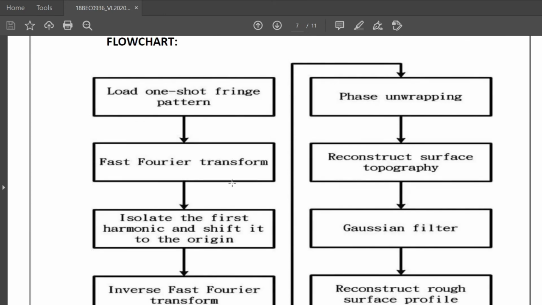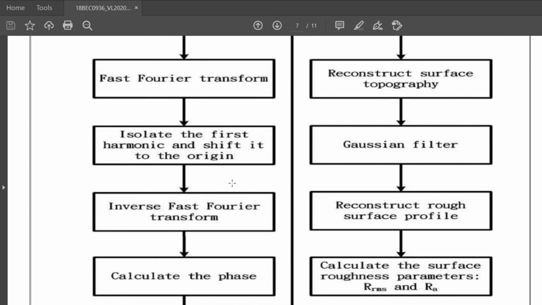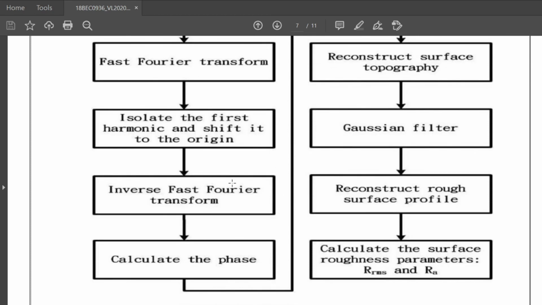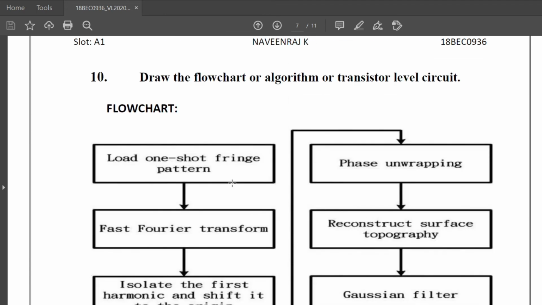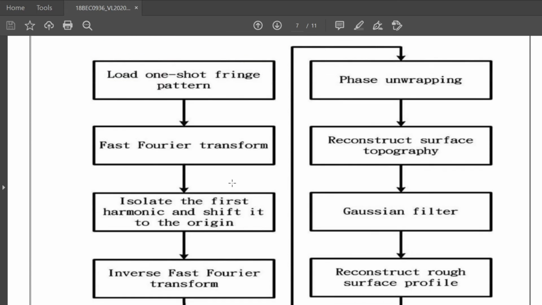After the pattern undergoes the fast Fourier transform, it is shifted to the origin and the inverse fast Fourier transform is obtained, and we calculate the phase. Once the phase is calculated, we unwrap it and reconstruct the surface topology. So we get a particular signal. This signal is subjected to a Gaussian filter. This Gaussian filter usually smooths out unstable structures and makes it a stable signal. This is mostly used in signal processing, DSPs, and image processing too.